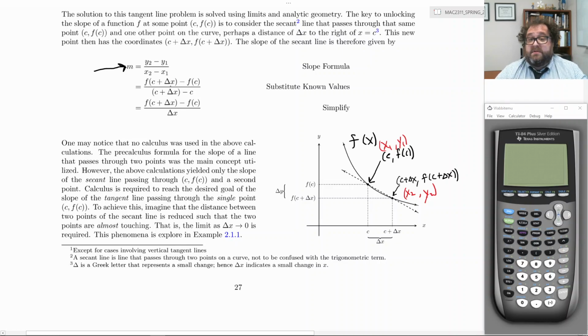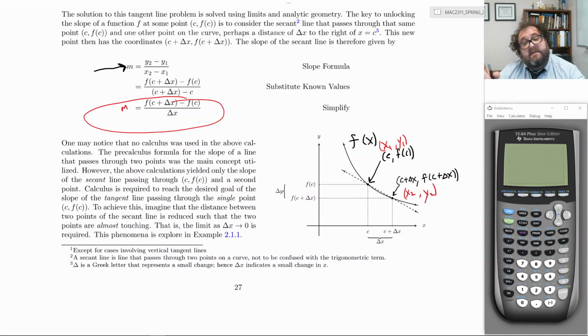Okay, so we plug in, substitute known values, and then we can just simplify the denominator just a little bit. So the top doesn't really simplify at all right now, but the bottom we have c plus delta x minus c, so the c's add to 0, and you just get delta x. So the slope of this line, the secant line, is right here. M equals this.